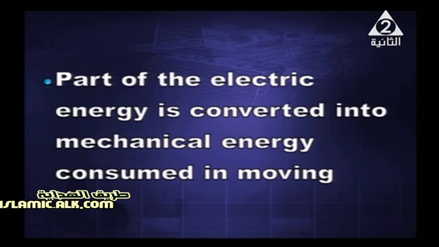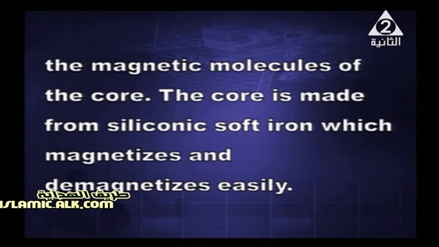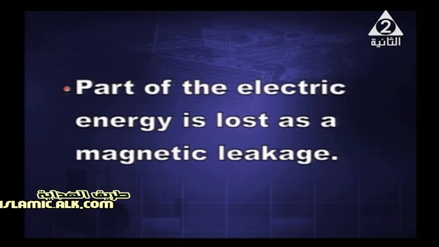Also, another conversion here: part of the electric energy is converted into mechanical energy consumed in moving the magnetic molecules of the core, in magnetizing the core. The core is made from silicon soft iron, which magnetizes and demagnetizes easily, to reduce this loss of power. And finally, part of the electric energy is lost as a magnetic leakage.